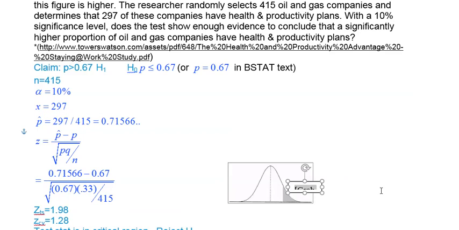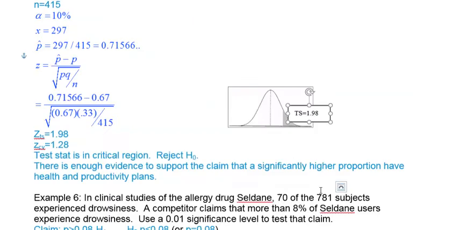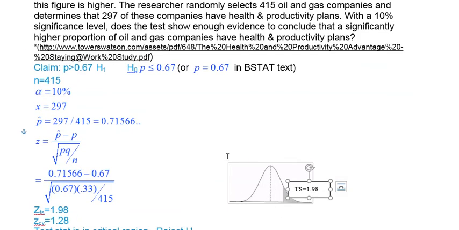So our 1.98 for our critical value. Let's make sure we can see that on our box. So test statistic. It's going to be way into that shaded region. Well, at least a little bit into that shaded region.